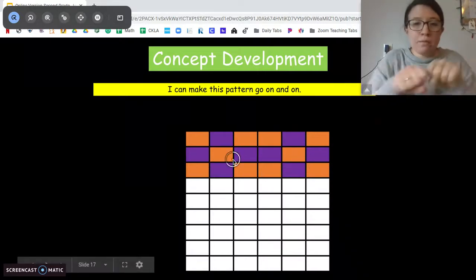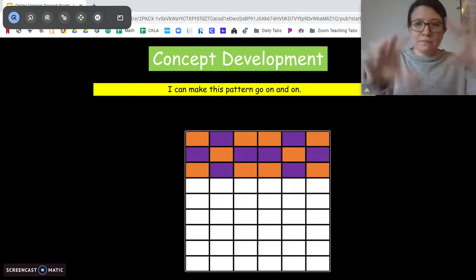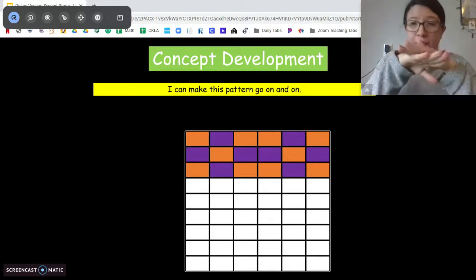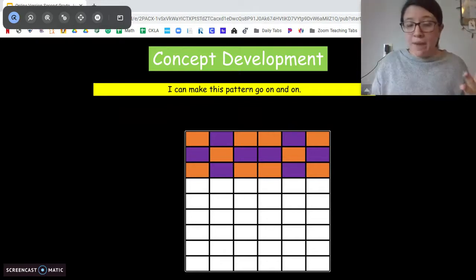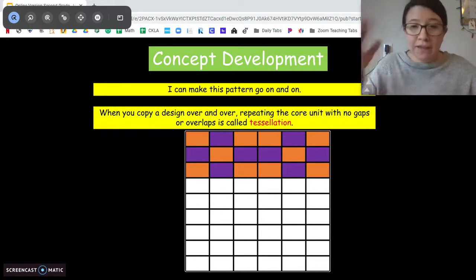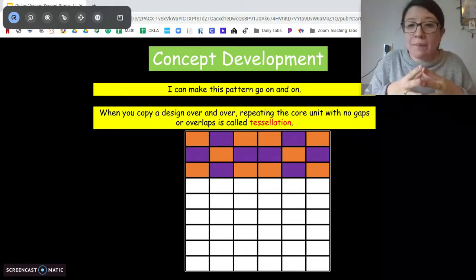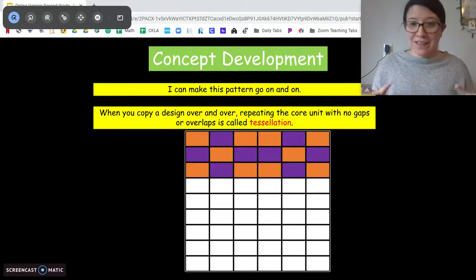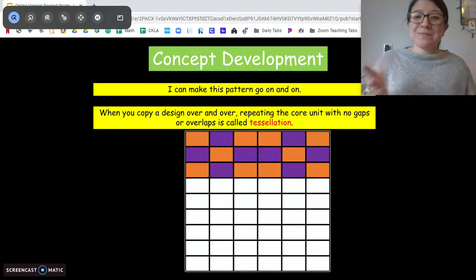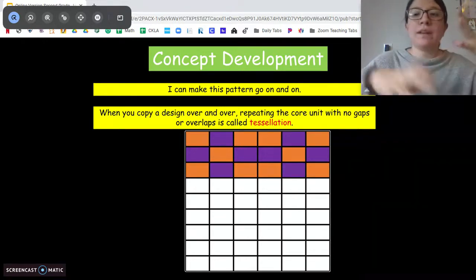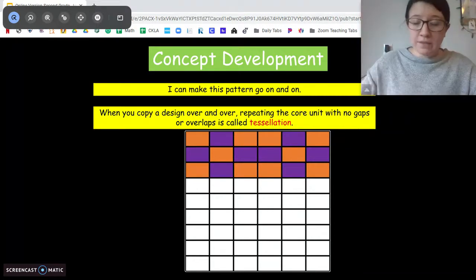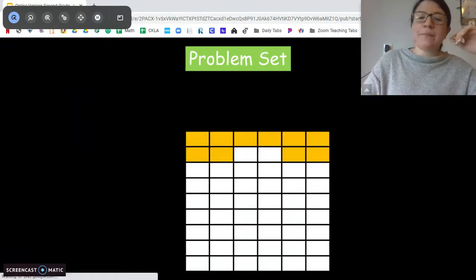Now my blocks aren't on top of each other. My colors aren't on top of each other. They're touching each other, but they're not on top of each other. And I just repeated my pattern. When we have a design that repeats over and over again with no gaps and no overlaps, this is called a tessellation. Try and say that word, tessellation. So this is a really cool design tool that a lot of creative people use, and it's all made with arrays. So when we have a design that repeats over and over again with no gaps, it's called a tessellation.